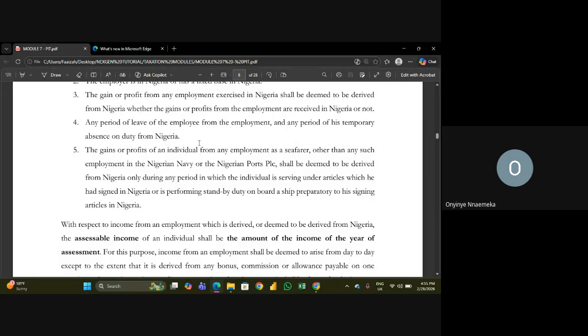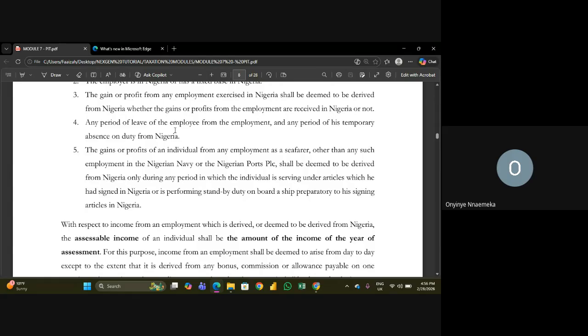Then, any period of leave of the employee from employment and any period of his temporary absence on duty from Nigeria. I'm not really sure what they are trying to say here, honestly. Like, what are they saying? Period of leave. I'm not really certain of what they are saying here. Period of leave related to income. I'm not sure, please.